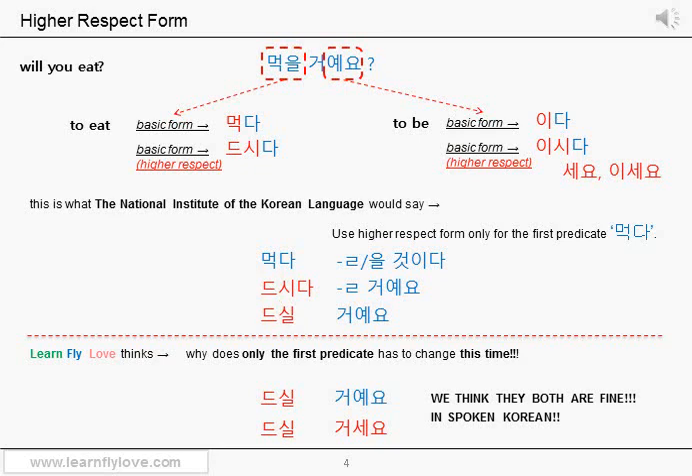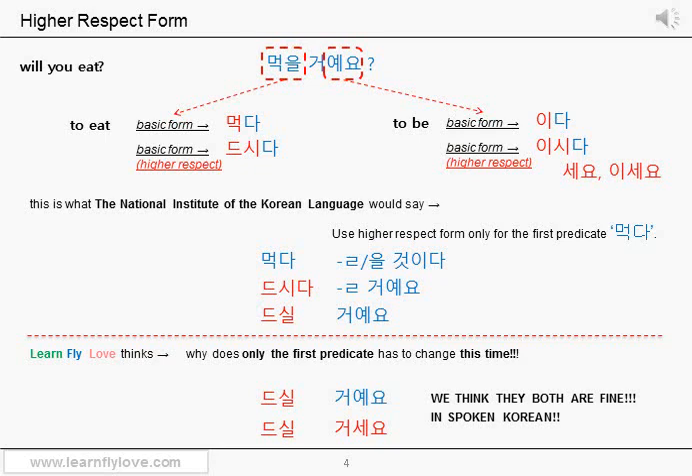But we think even though you also turn the last predicate 예요 into the higher respect form, 세요, no one will find an error in your sentence when you speak because nobody knows the rule. So 드실 거세요, 드실 거세요 will be fine, we are sure.